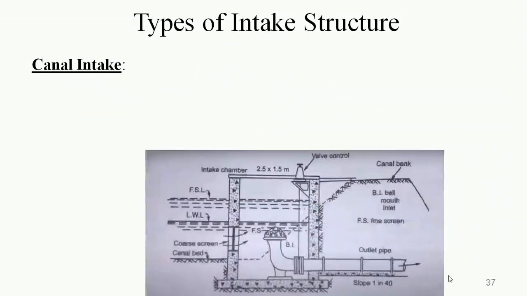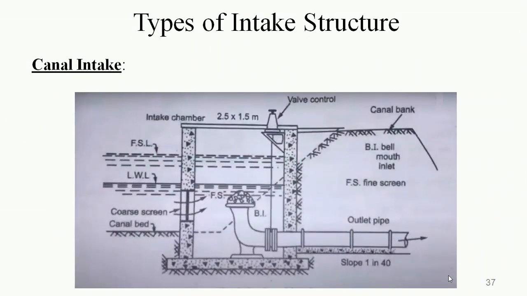The following figure shows a typical canal intake structure. As seen in the figure, a fine screen is provided over the bell mouth entry of the outlet pipe. A coarse screen is provided at the entry point of the intake chamber. Both the coarse as well as fine screens are located below the expected lowest water level in the canal.